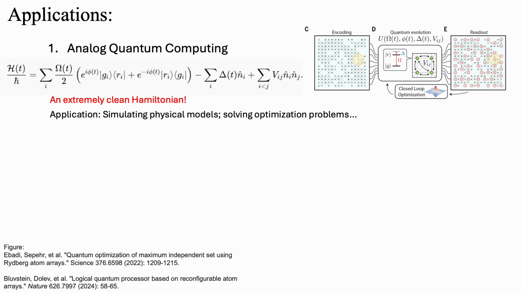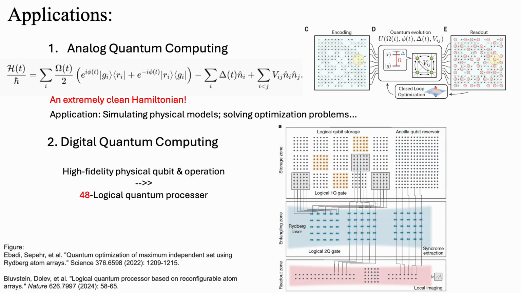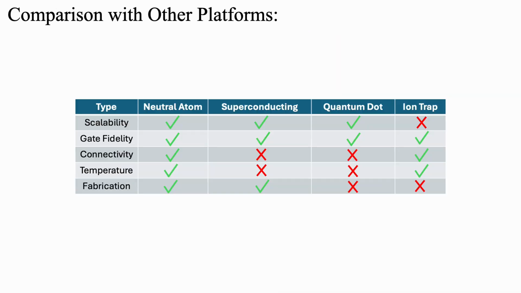device. On the other hand, we also have digital quantum computing, which uses quantum gates just like we see in the superconducting or quantum dot systems. What's exciting here is that neutral atoms have achieved very high-fidelity physical operations, and we are now scaling up to logical qubit systems. For example, the Harvard group achieved 48 logical qubits last year.